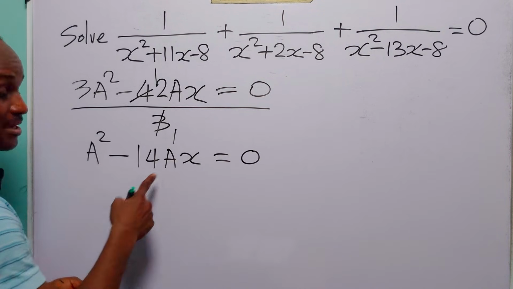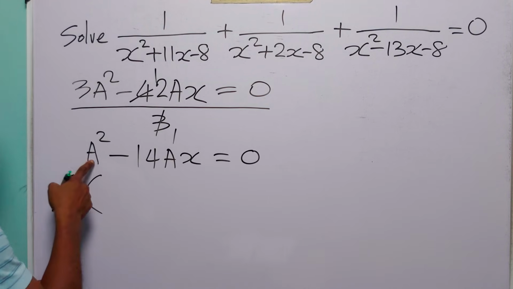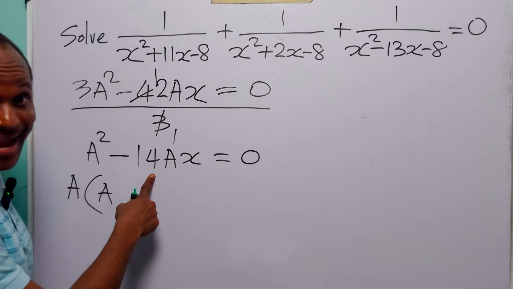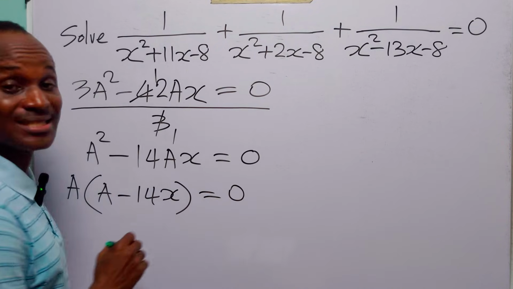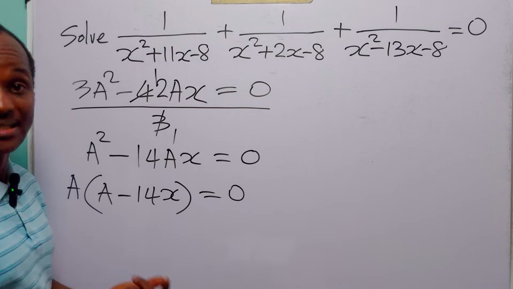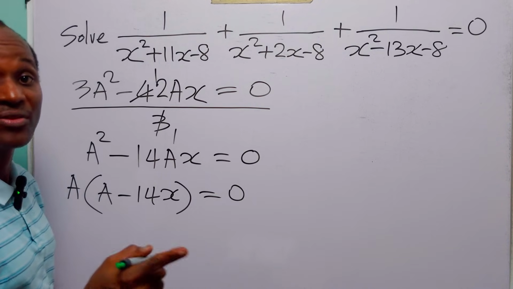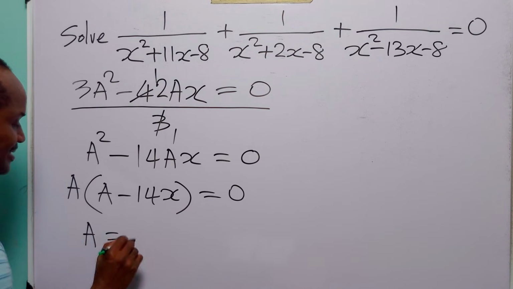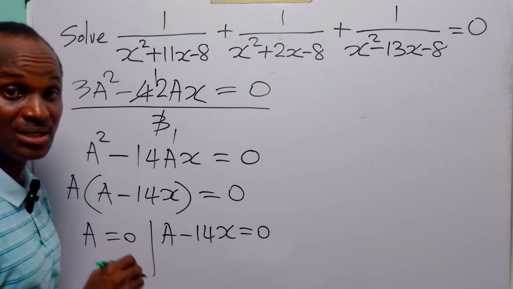Now, when you look at these two terms, you're going to see a common factor, which is a. So, we have a. A squared divided by a is a. And minus 14ax divided by a is minus 14x. And of course, this is equal to 0. Now, remember that when the product of two items is 0, it simply means that either one of the items is equal to 0 or both items are equal to 0. So from here, we have that either a is equal to 0 or a minus 14x is equal to 0.